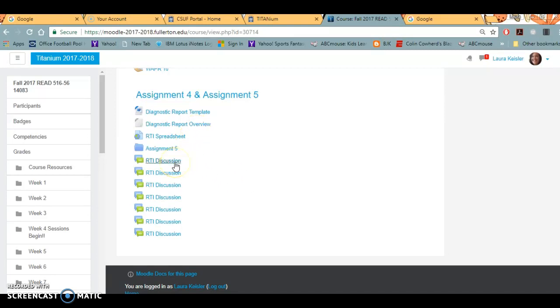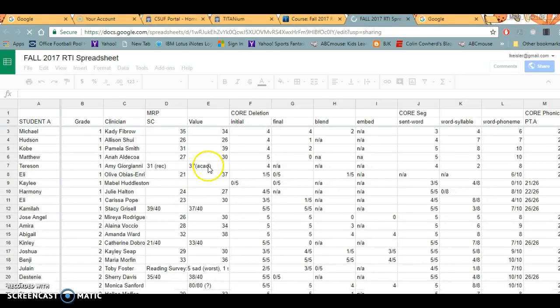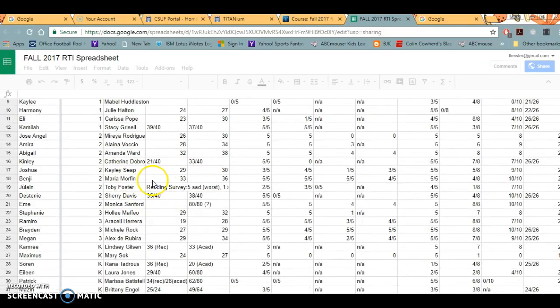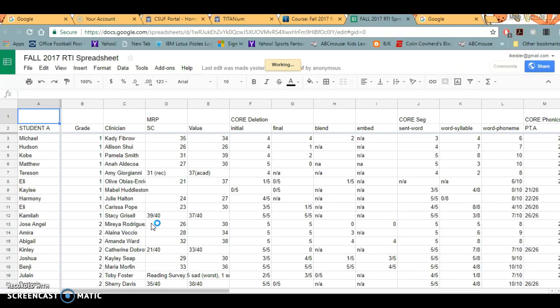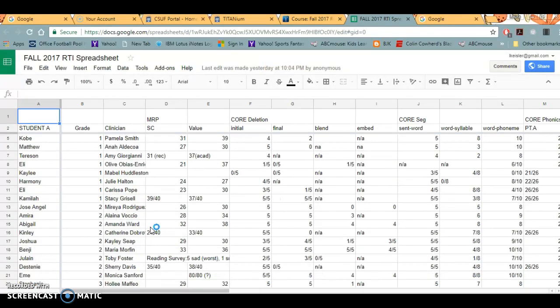I turned all of these discussion groups into visible groups. So regardless of what group I put you into, you can view any of them. So all of us still need to take a look at the spreadsheet. These are for our first series of students, the first 5 sessions that we had with our emergent readers.